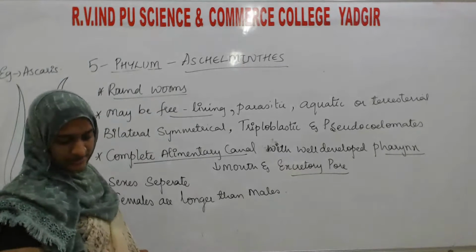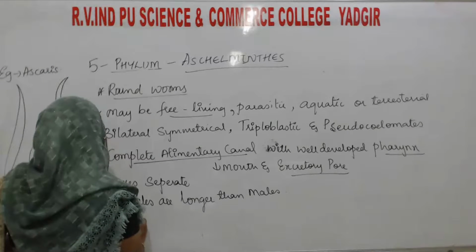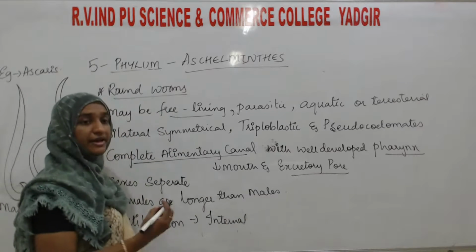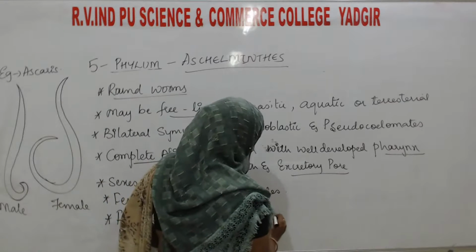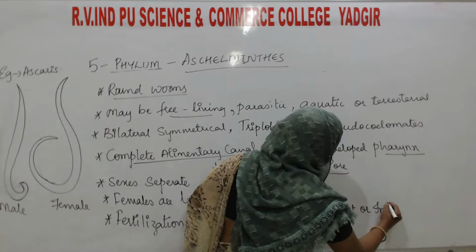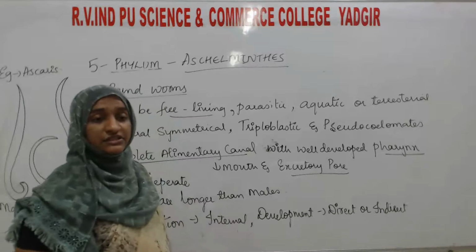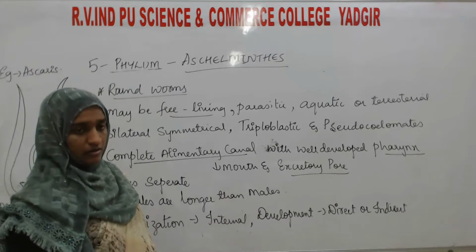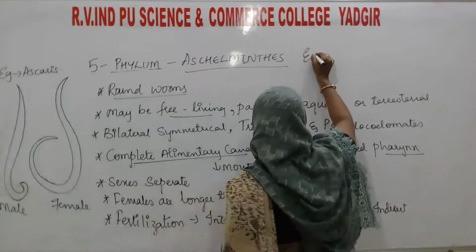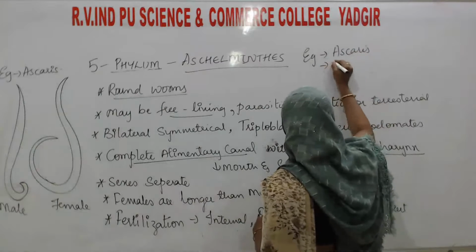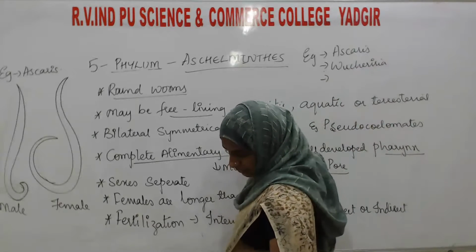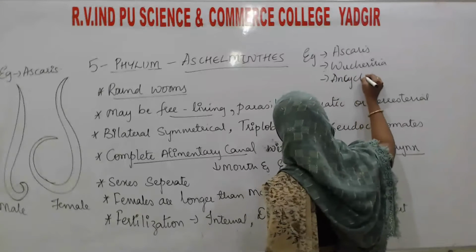Okay. The next, fertilization is internal. Development may be direct or indirect. In some of them there will be larval stages, and in some of them they directly form into an adult. Examples are Ascaris, Wuchereria. Examples I will mention here: Ascaris, Wuchereria. Then one more example is there, that is Ancylostoma.